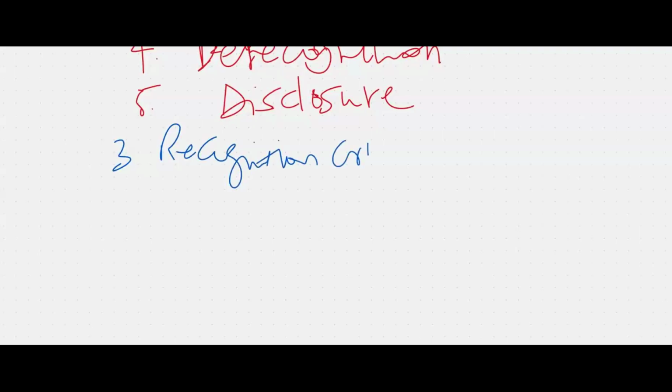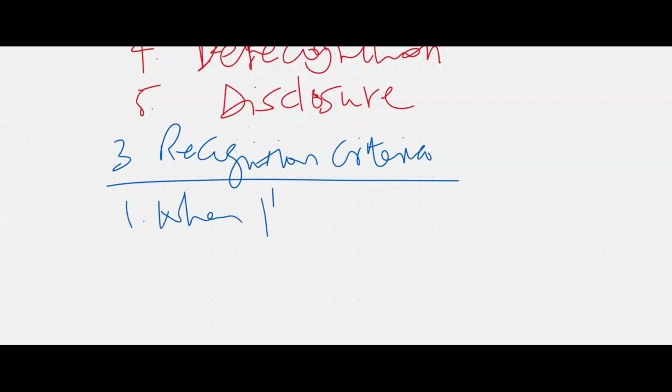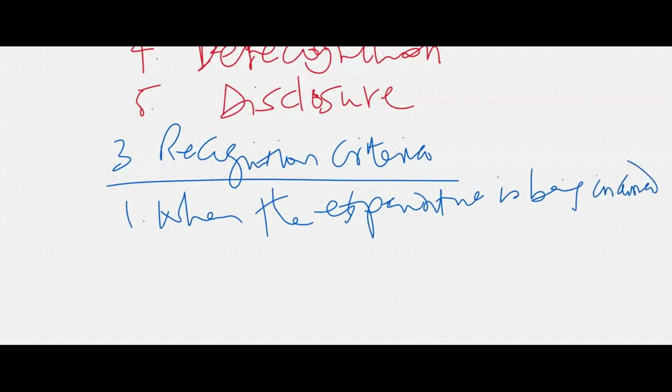Recognition criteria. I write very quickly, okay? So forgive me. One, when the expenditure is being incurred. So please write it. I'm writing it out because I'm writing very quickly. It might not be very legible. When the expenditure is being incurred. Two, when borrowing costs is being incurred.